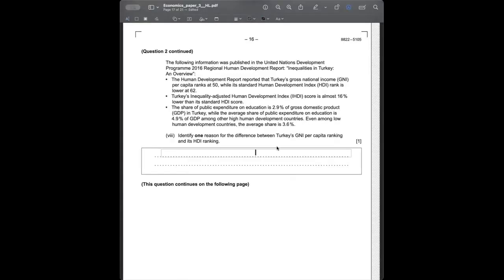The following information was published in the United Nations Development Programme. Identify one reason for the difference between Turkey's GNI per capita ranking and its HDI ranking. After reading the text, one reason I can presume is that the country's spending on education is low compared to other countries. That's why there is a difference between HDI ranking and GNI per capita ranking, because HDI reflects more qualitative measures.